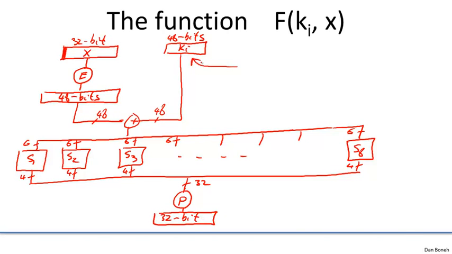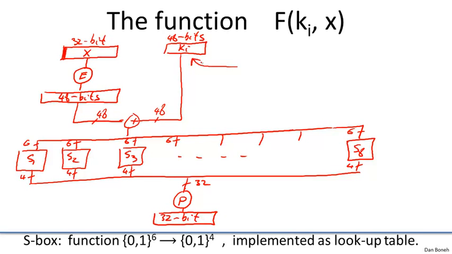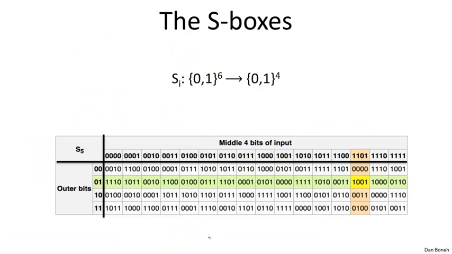Now, the only thing that's left to specify are these S boxes. So the S boxes literally are just functions from 6 bits to 4 bits, and they're just implemented as a lookup table, right? So describing a function from 6 bits to 4 bits basically amounts to writing the output of the function on all 2 to the 6 possible inputs. 2 to the 6 is 64, so we just have a table that literally contains 64 values, where each value is 4 bits. So here's an example.